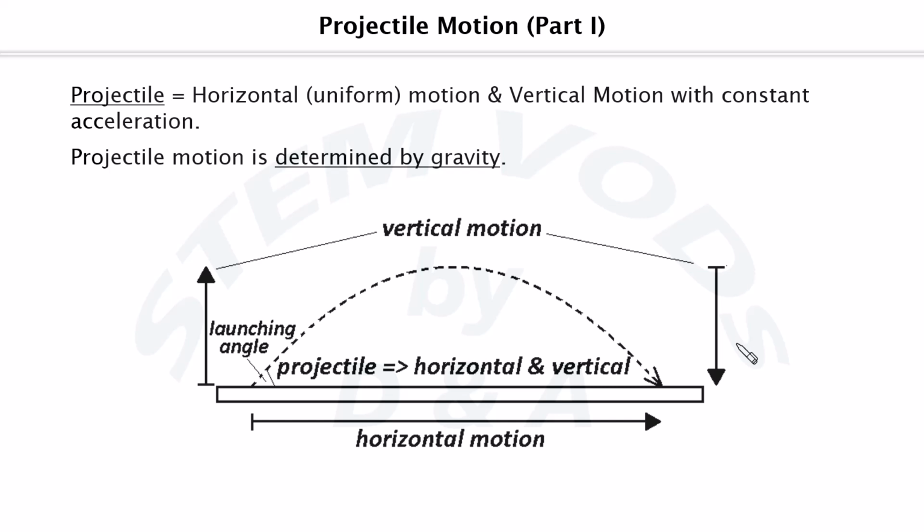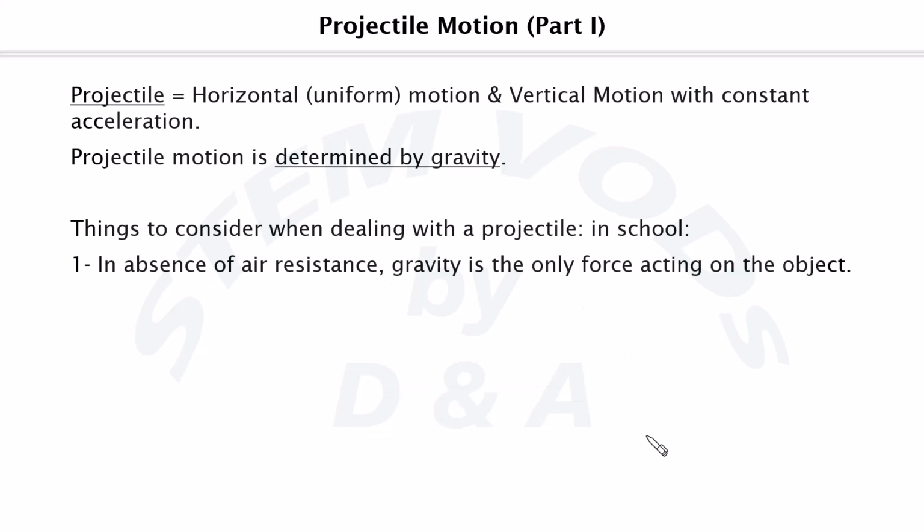On the other hand, if the object is thrown horizontally, it would move only in that direction for a short time, and eventually fall on the ground due to the effect of gravity. The horizontal arrow shows this part of the projectile. When dealing with projectiles in school, you must consider the following things. If we neglect the air resistance, then gravity is the only force acting on the object. Gravity acts downwards and is constant near the Earth's surface.